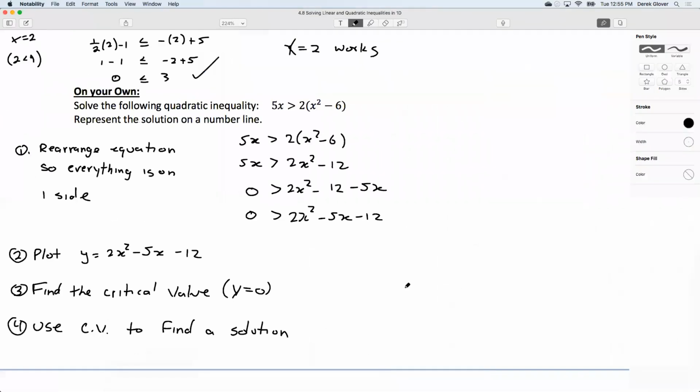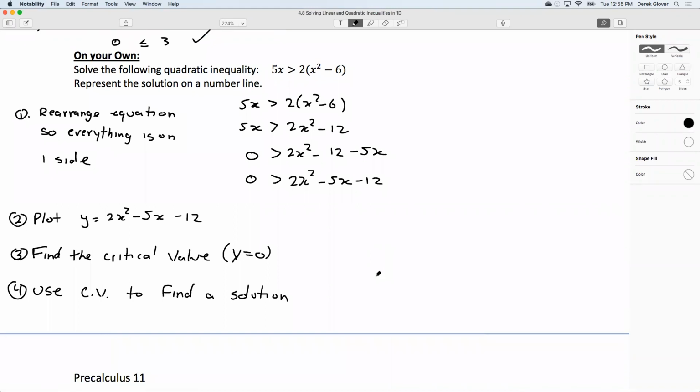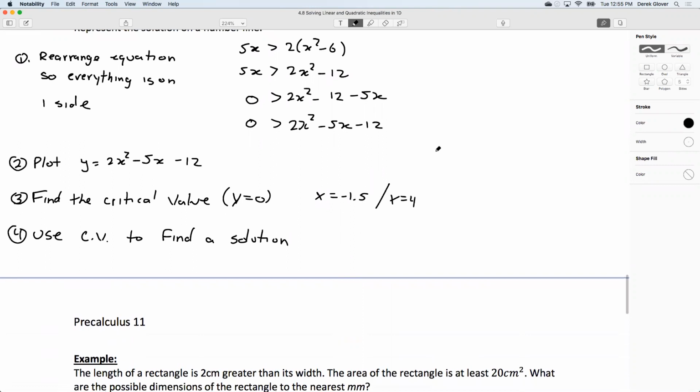Go back to here, find the critical values, x equals minus 1.5 and x equals 4. So if we want to find a solution, we've got two ways of interpreting this. We can say that x must be exclusively less than 4 and exclusively bigger than minus 1.5.